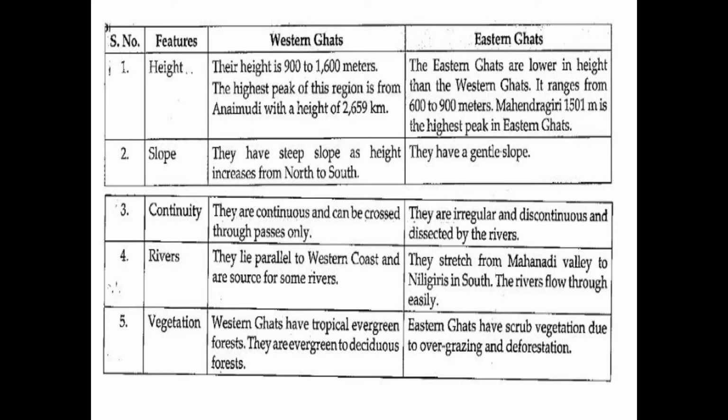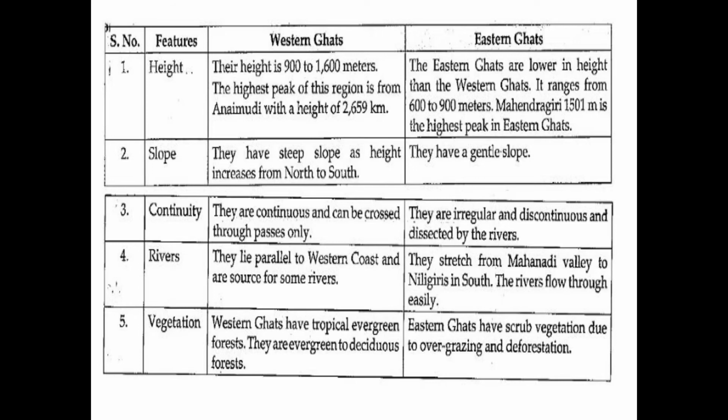Western Ghats, if we talk about height, the height is 900 to 1600 meters, and the highest peak of this region is Anaimudi with the height of 2659 meters, whereas Eastern Ghats are lower in height than Western Ghats. It ranges from 600 to 900 meters. Mahendragiri, 1501 meters, is the highest peak in the Eastern Ghats.